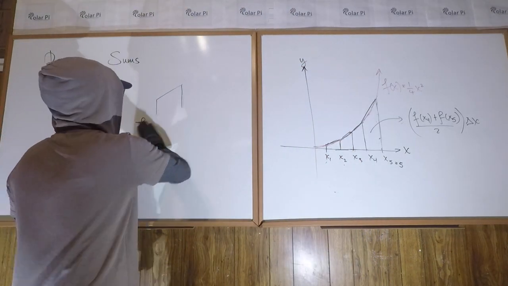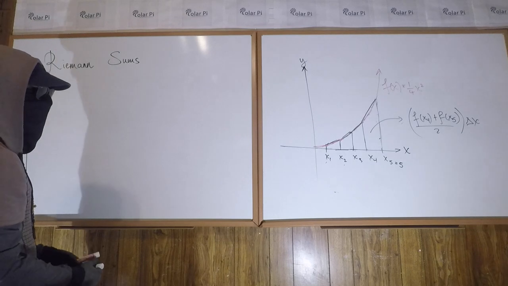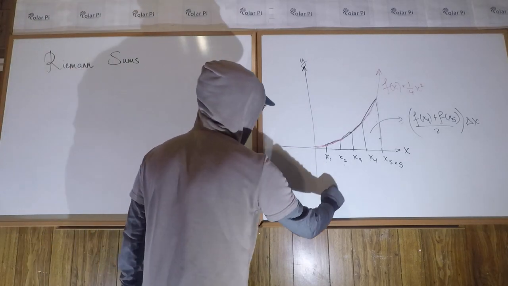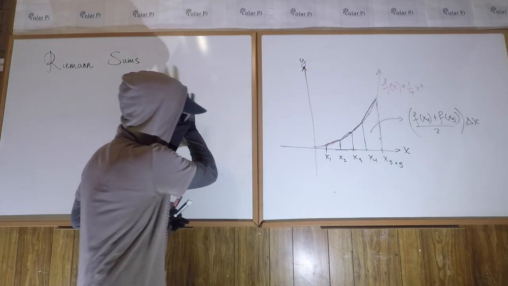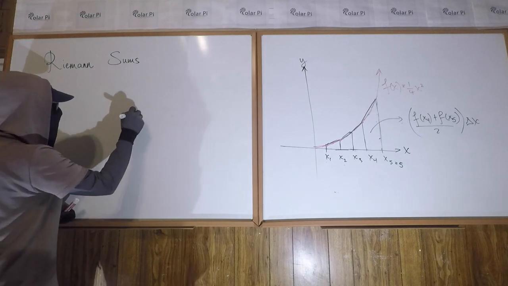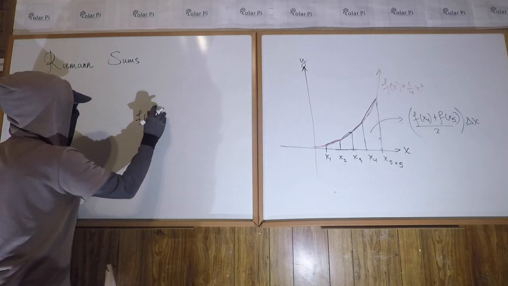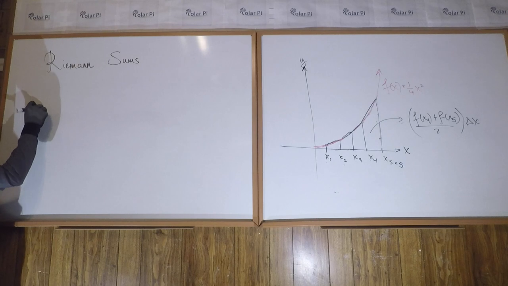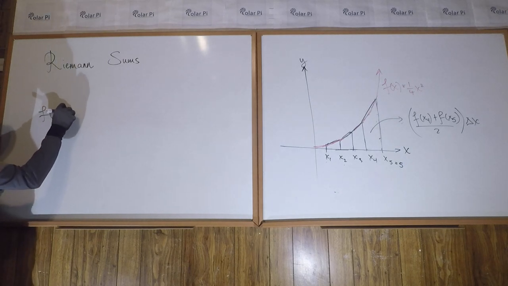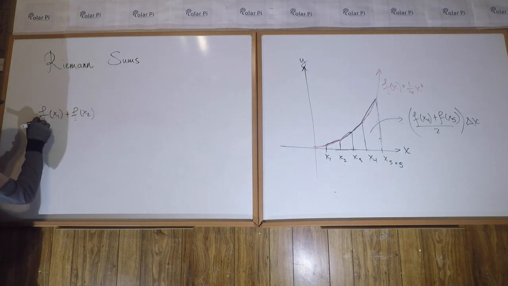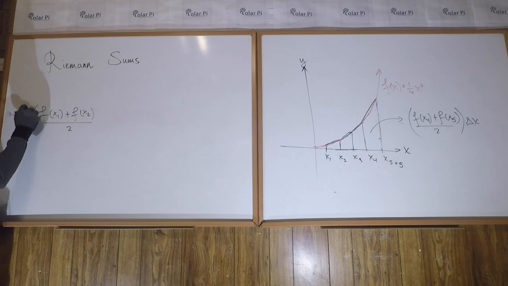Okay. All right, so what do we do here? Well, the first trapezoid, if we do what we did over here, it's going to be f of x1 plus f of x2 all over 2, and then times delta x.